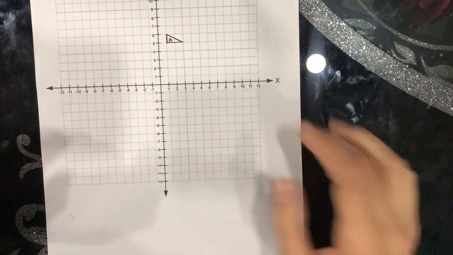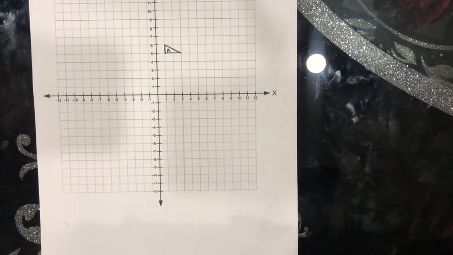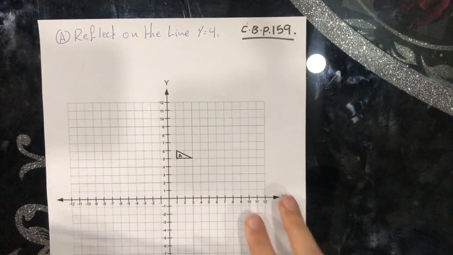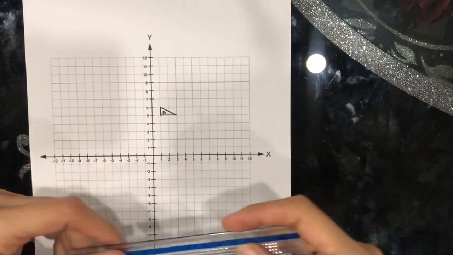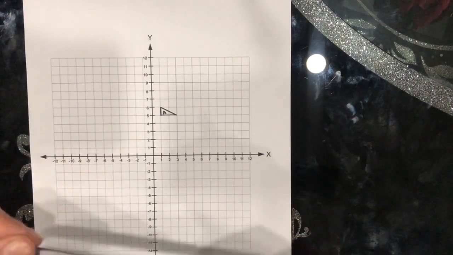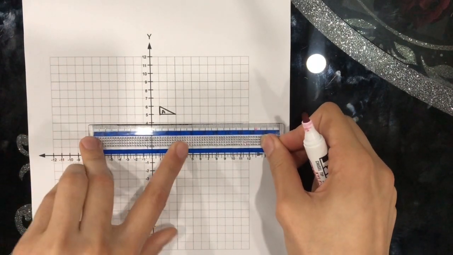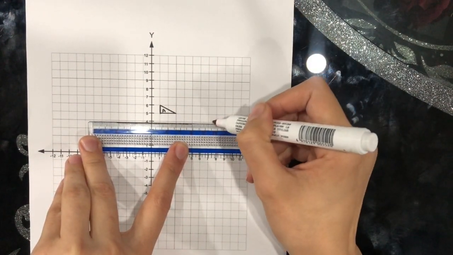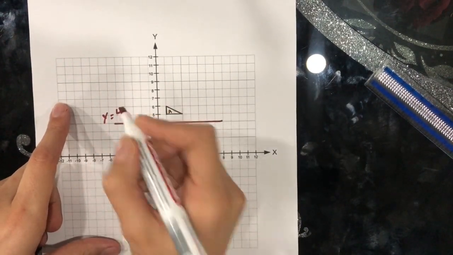Now, let's see how we can do this as simply as possible. First thing we need to do is draw the line y equals 4. For this grid, this is the x-axis and this is the y-axis. When I am given a line y equals 4, it will be perpendicular to the y-axis. This is called y equals 4.